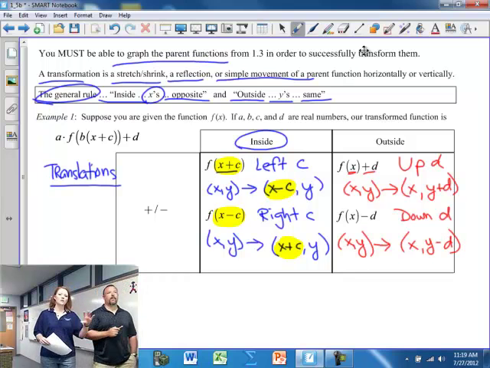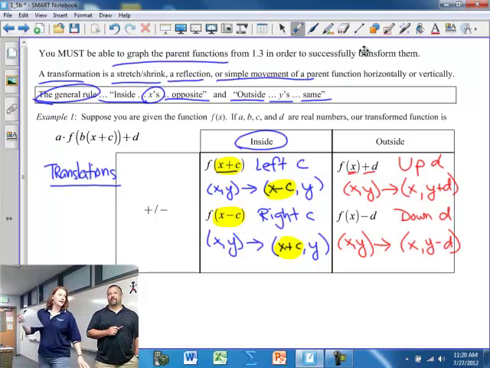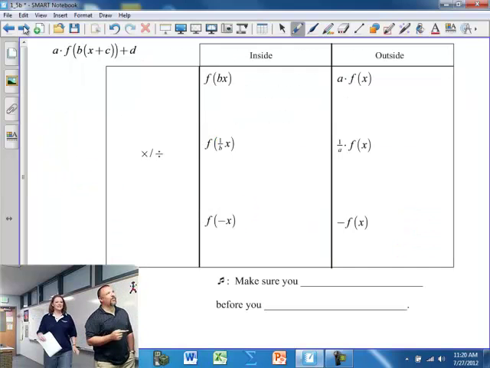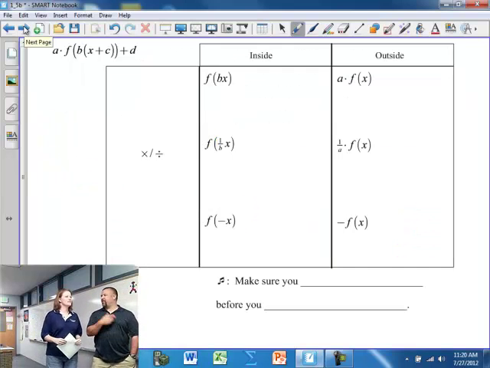All right, so that's the first row of your chart that's on your table. That's translating, sliding. Get your own space. I was sliding. This was me sliding. There's a song about that.